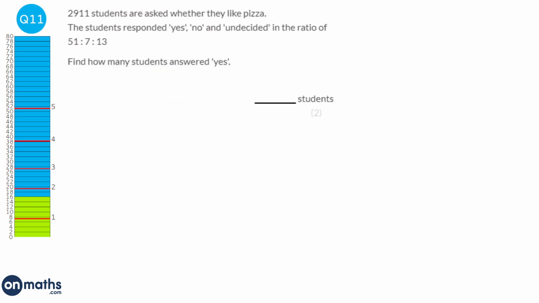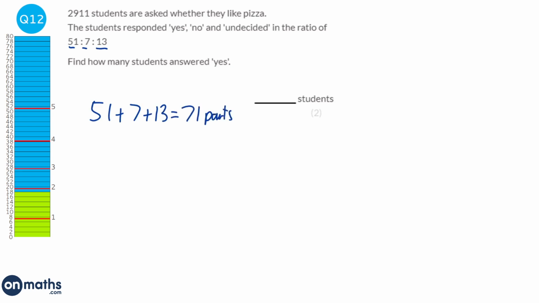We've got to first of all work out how many parts there are altogether in our ratio. So we've got 51 saying yes, 7 saying no, and 13 undecided. So altogether, we've got 51 plus 7 plus 13, which is 71 parts.